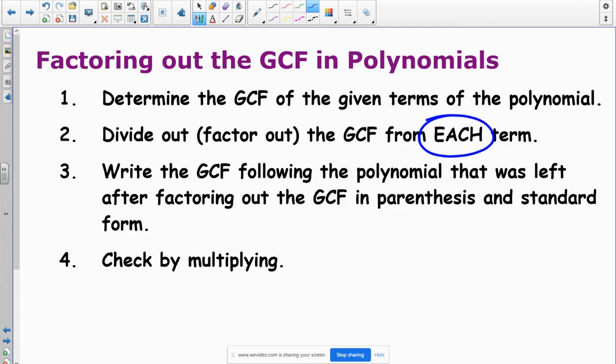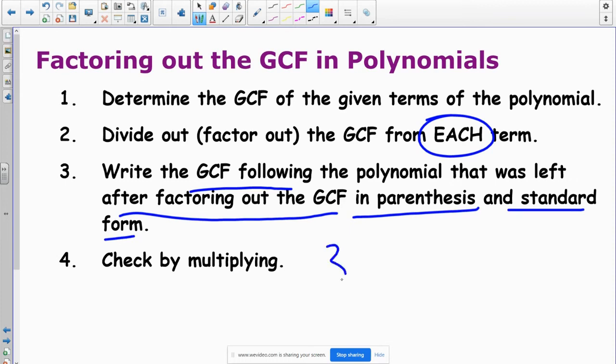And then we're going to write the greatest common factor first, followed by the polynomial that was left after factoring the greatest common factor in parentheses and in standard form. So that was a lot there. You're going to write the greatest common factor. So our last one was just 3x, followed by what is left after we divide the greatest common factor by each trinomial in parentheses in standard form. So remember, that's from the highest exponent to the lowest exponent.